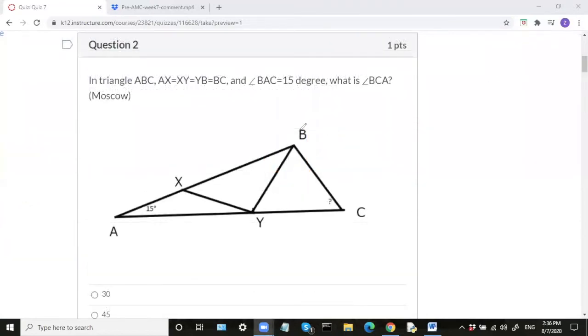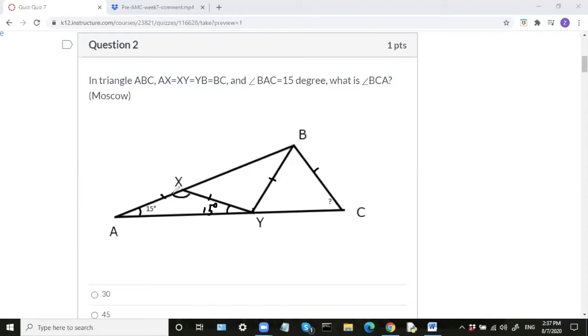Problem 2. In triangle ABC, AX equals XY equals YB equals BC. So the angle BAC equals 15 degrees. So what is BCA? Okay, so let's look at triangle AXY. Because AX equals XY, triangle AXY is an isosceles triangle. So these two base angles, XAY and XYA, should be equal to each other. So then XYA is also equal to 15 degrees.